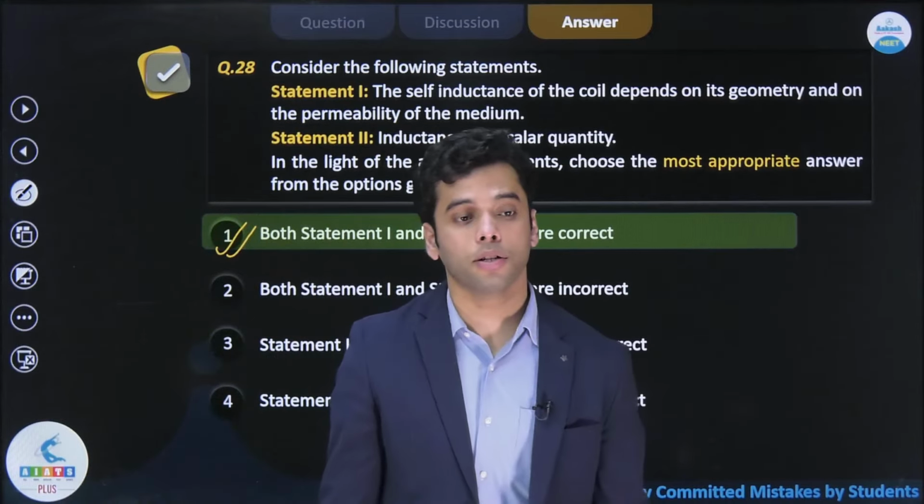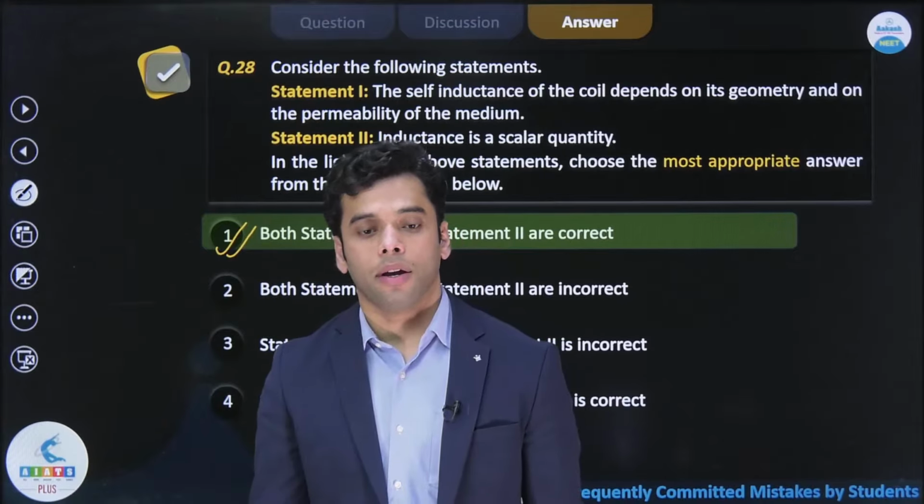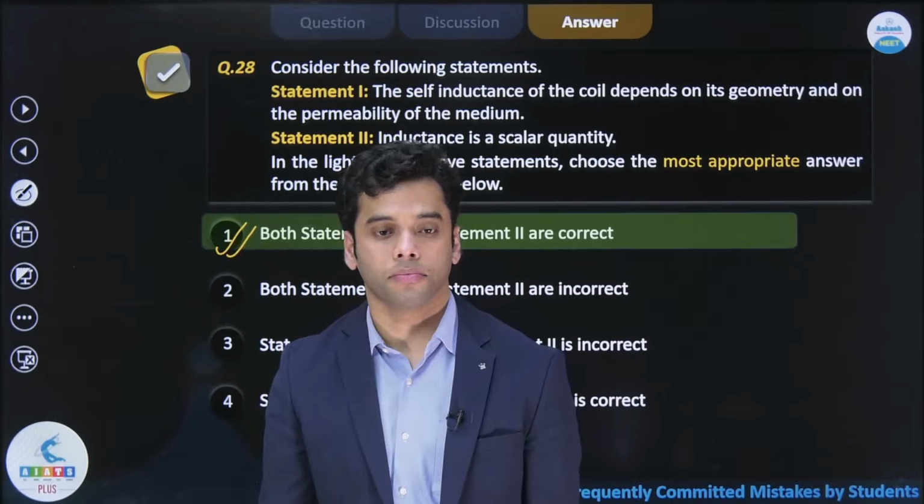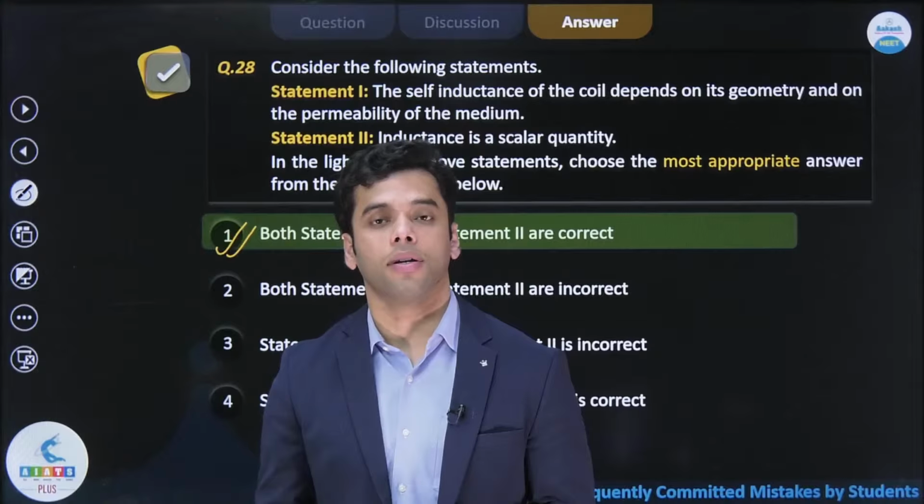Does anyone have any doubt in this? Any doubt? Okay, let's move forward.